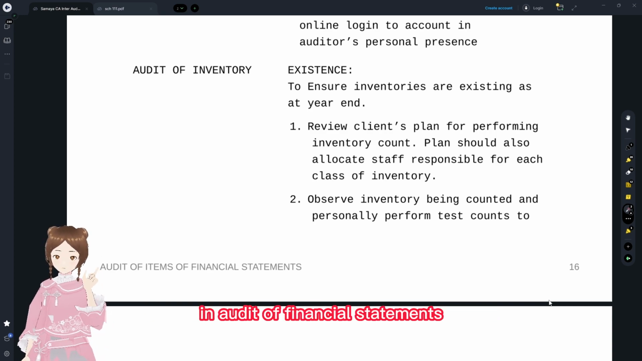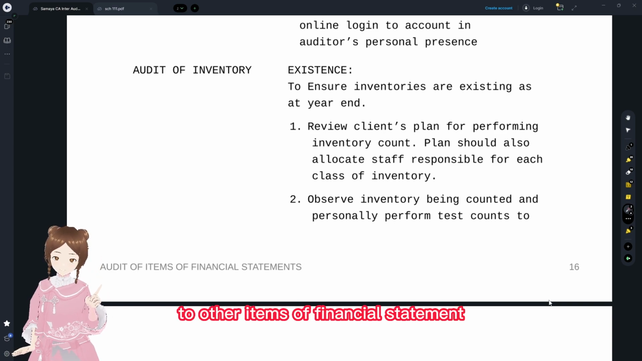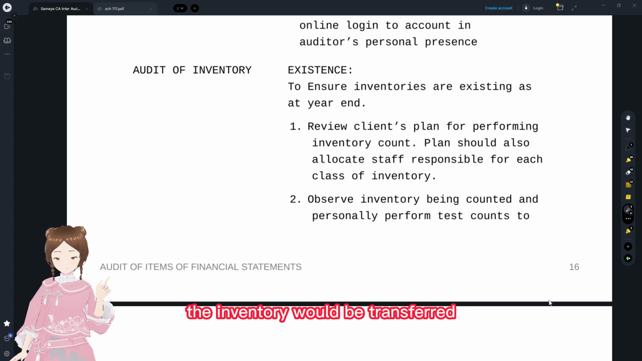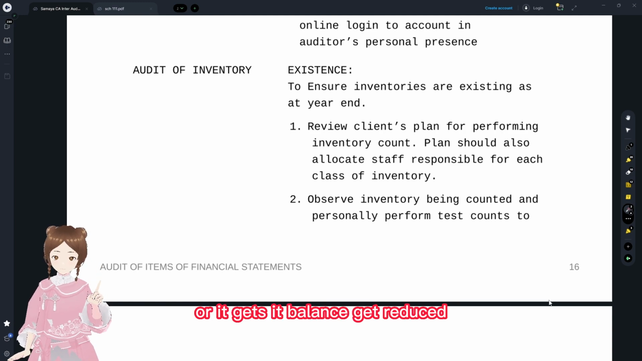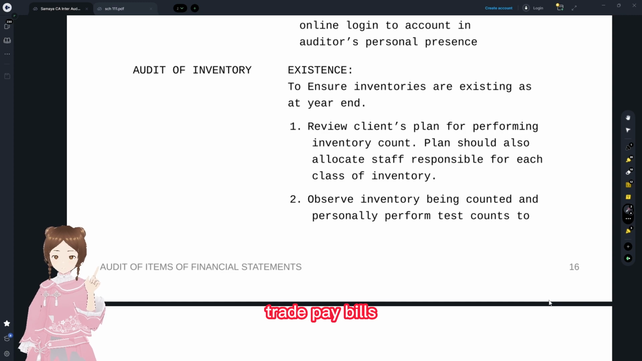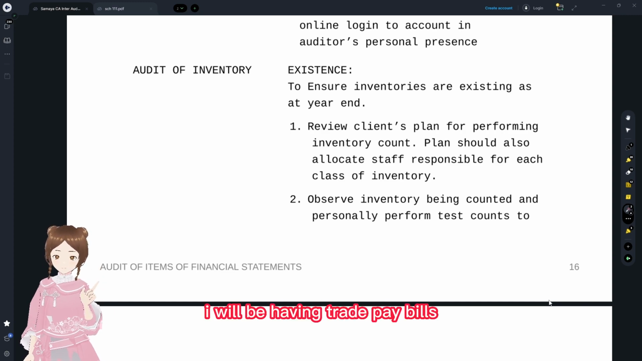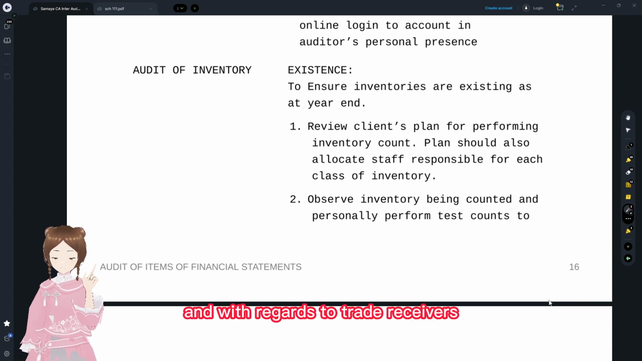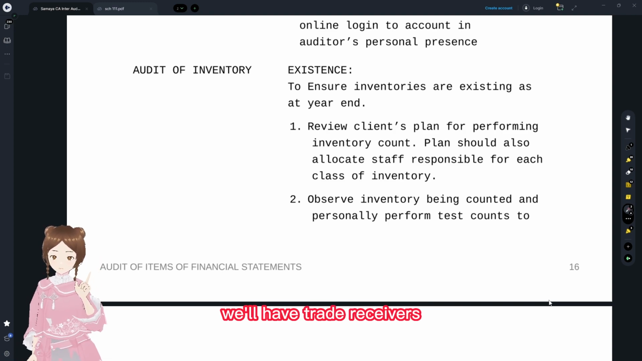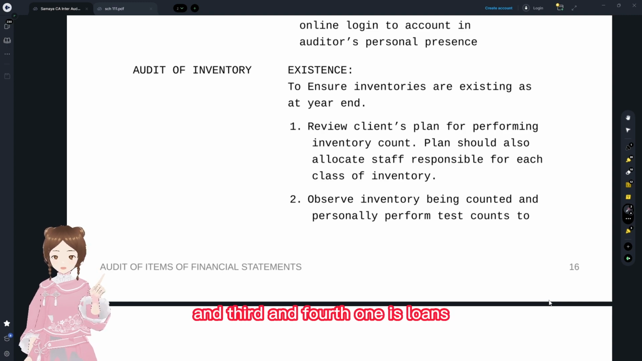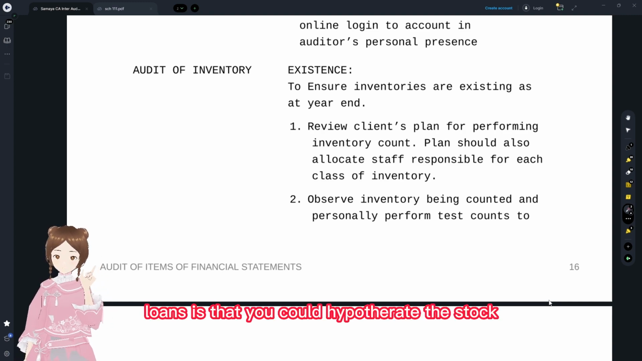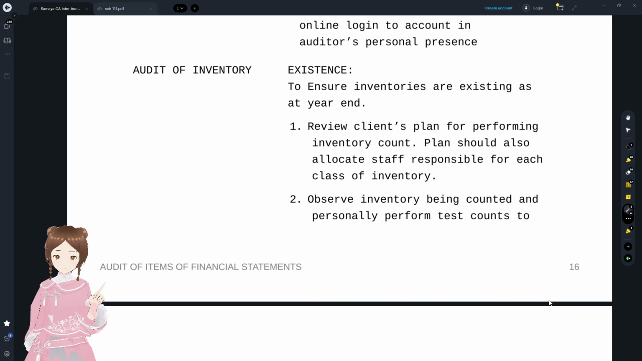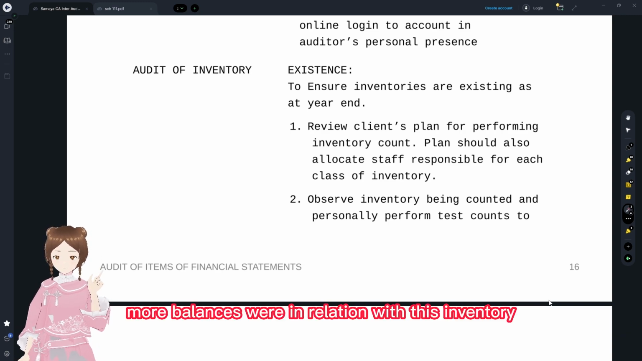Okay, now we'll go back to the three-step process, that is, audit of items of financial statements. In audit of financial statements, see first how inventory is related to other items of financial statements. It is related to sales, because whenever the sale happens, the inventory would be transferred, or its balance gets reduced. Second thing, trade receivables and trade payables. When we purchase inventory, we'll have an increase in trade payables if we bought it on credit, etc. And with regards to trade receivables, when we make a sale, we'll have trade receivables if we made that on credit. And third and fourth one is loans. With loans, you could hypothecate the stock in trade and get an overdraft or a cash credit, etc., right?